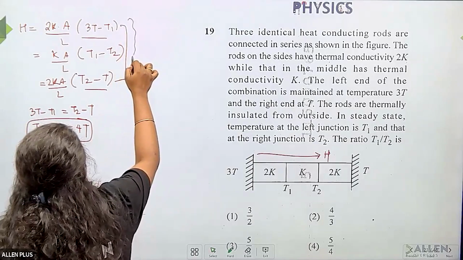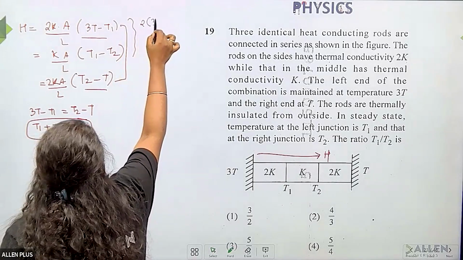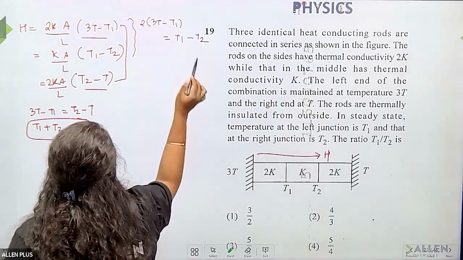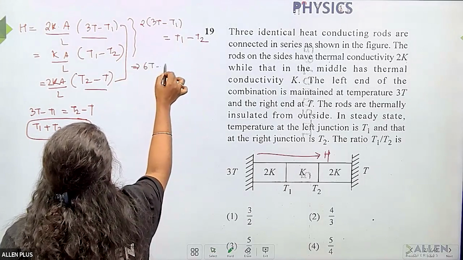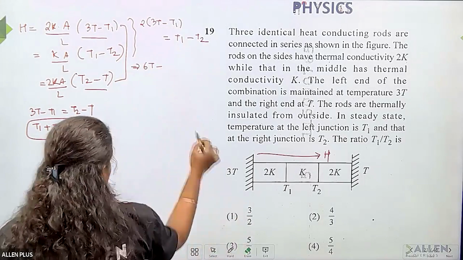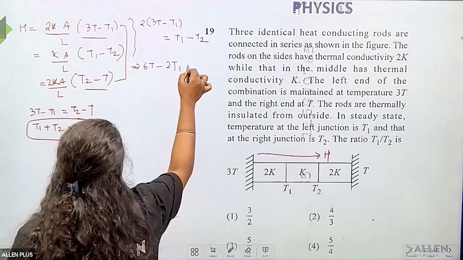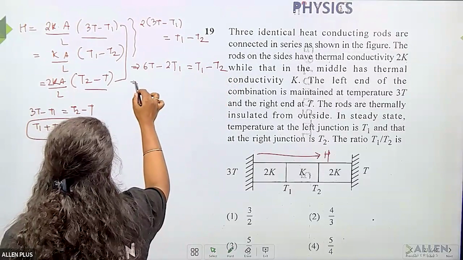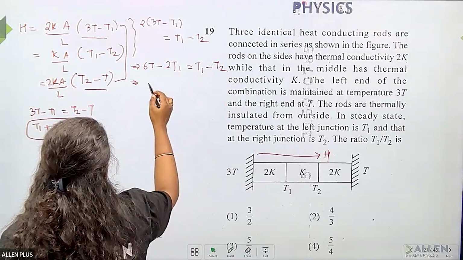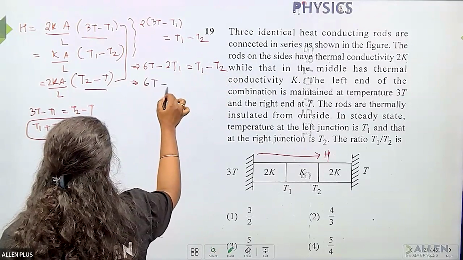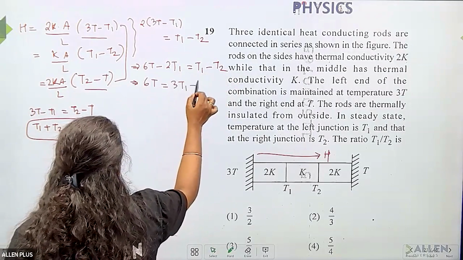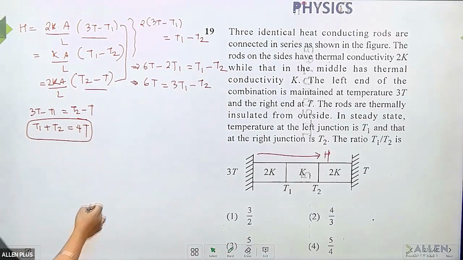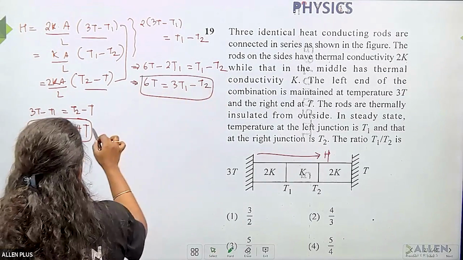Okay. Also now consider the first two equations here. From here I can say 2 into 3T minus T1 is equal to T1 minus T2. Or I can say 6T minus 2T1 is equal to T1 minus T2. Or from here, I can also write 6T is equal to 3T1 minus T2. Let me put these as equation 1 and 2 respectively.